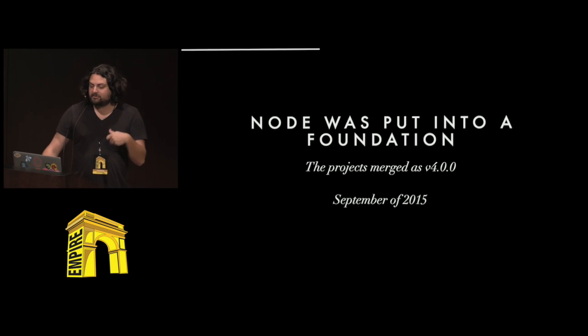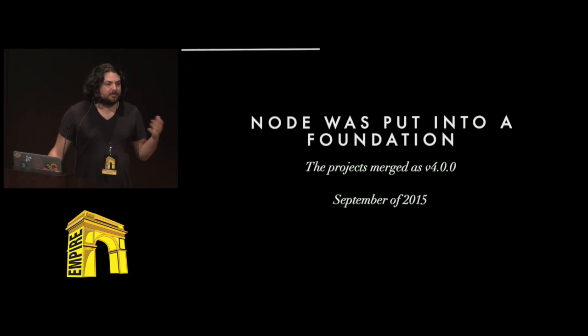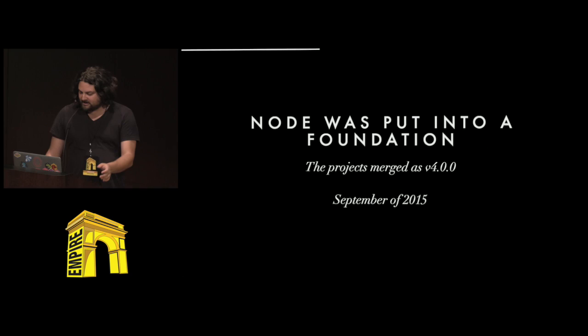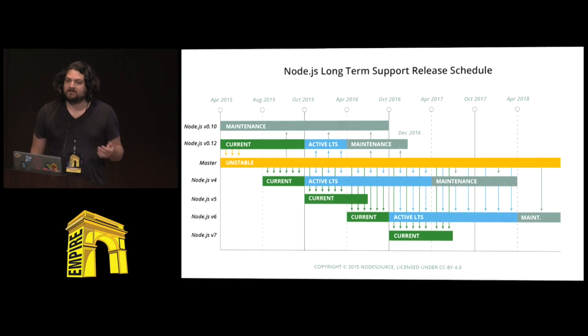And when Node was put into a foundation, the two projects merged together in a release stream that we now know as version 4. Version 4 came with a majorly updated version of V8. We could finally use stuff like let and const and arrow functions and string interpolation. That was my favorite part. And that was in September of 2015. Around October of 2015, I started working at IBM on Node, primarily working around the LTS release lines.